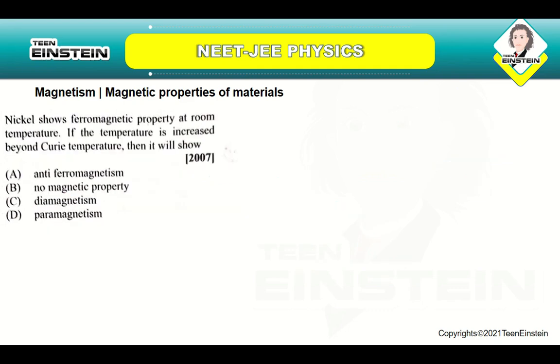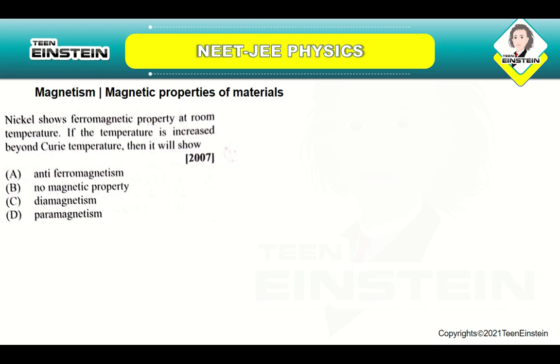Okay, let us move on to the next question. Nickel shows ferromagnetic property at room temperature. If the temperature is increased beyond Curie temperature, then it will show antiferromagnetism, no magnetic property, diamagnetism, or paramagnetism. Okay, so here they have given you 4 options, where they are saying that it is showing ferromagnetism at room temperature, and if the temperature is increased beyond Curie temperature, what will happen?